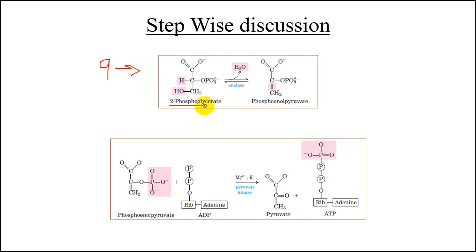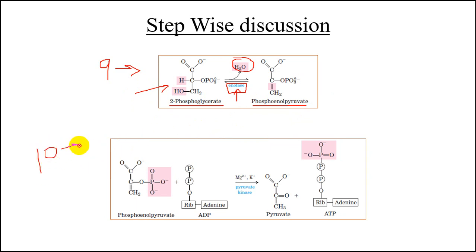The 2-phosphoglycerate converts to phosphoenol pyruvate with the help of enolase enzyme. What happens here? A water molecule is removed. It dehydrates the 2-phosphoglycerate. So what we have obtained is phosphoenol pyruvate.